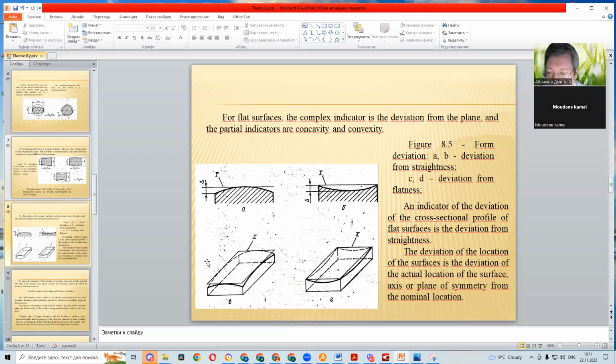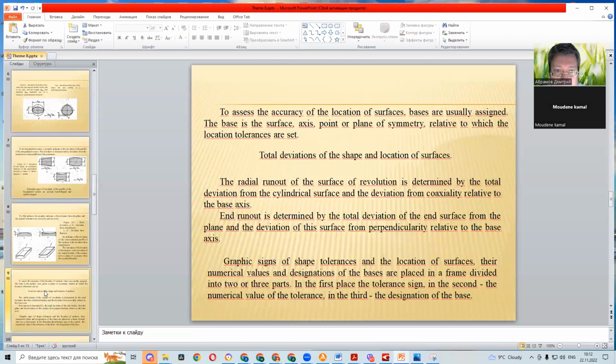The deviation of the location of the surfaces is the deviation of the actual location of the surface axis or plane of symmetry from the nominal location. To assess the accuracy of the location of surfaces, bases are usually assigned: the base of the surface, axis, point or plane of symmetry, relative to which the location tolerances are set.